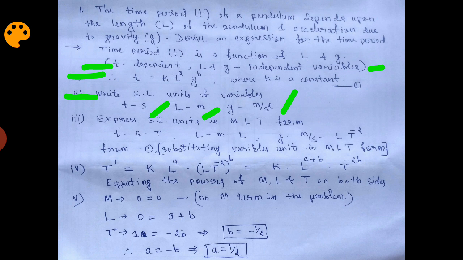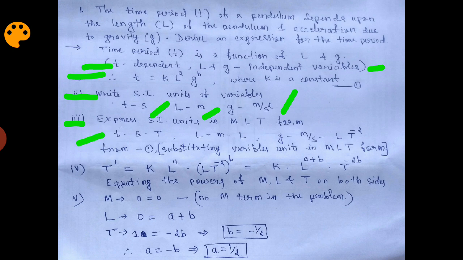Then the third step. These are general steps, this may change. So once you get comfortable with the problem, you can directly write it down by skipping these steps. It is not necessary that you have to follow these steps. Okay, express SI units in MLT form. Once you know the SI units, then you can write them down in MLT form.